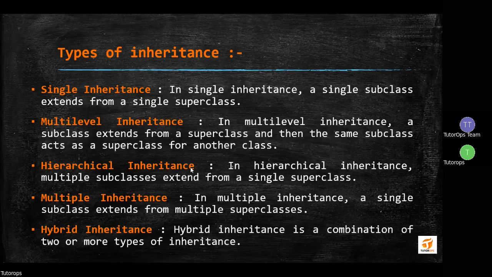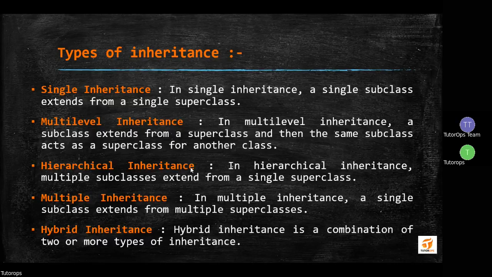Multiple inheritance. In multiple inheritance, a single subclass extends multiple superclasses. But this feature is not available in Java. So in Java, you can't do multiple inheritance. But that's why we have another feature, interface. With interfaces, you can implement multiple interfaces. But in the case of class inheritance, you can't inherit from multiple classes.